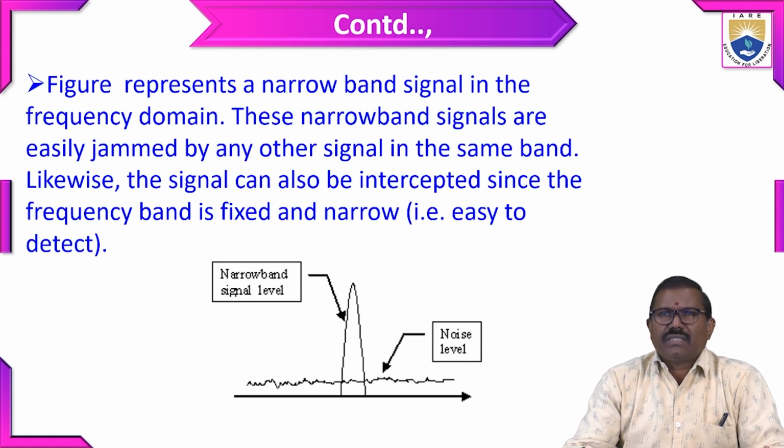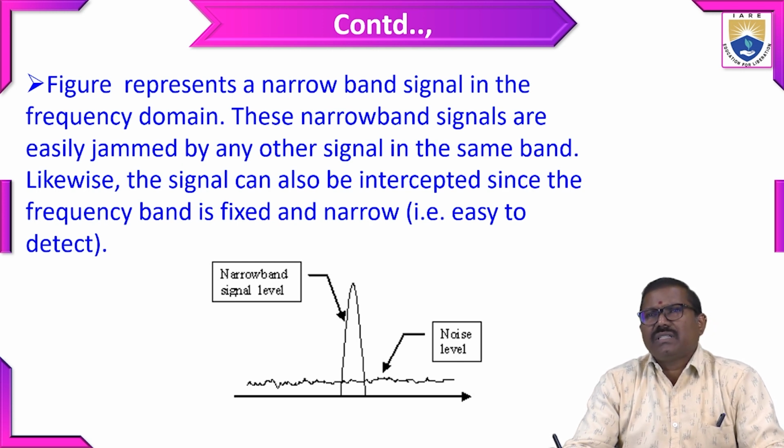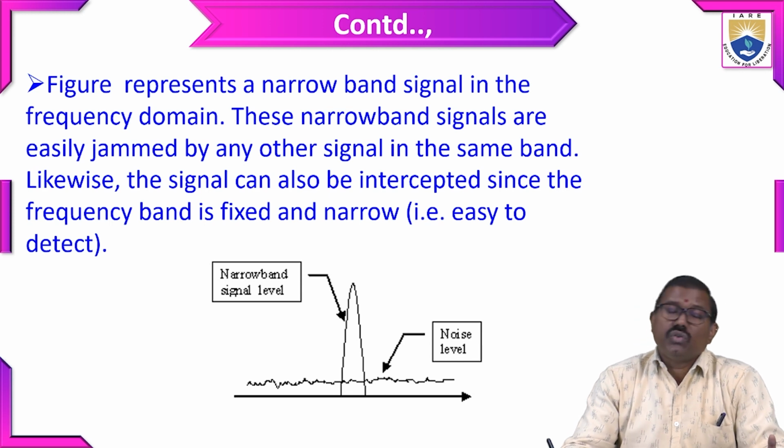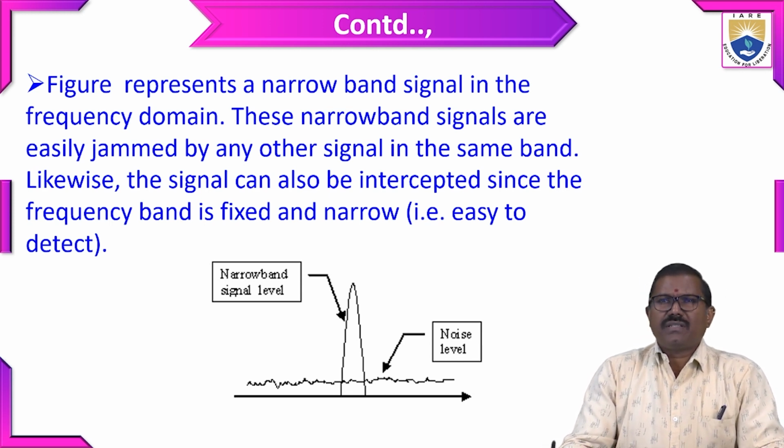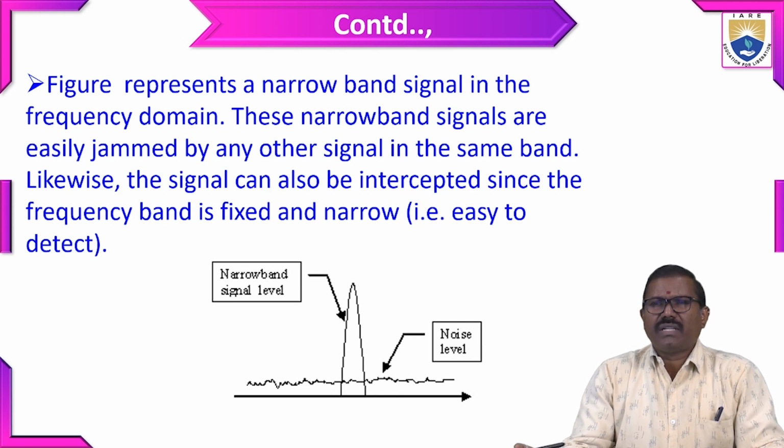In this figure, the narrowband signal is there and the noise level is also there. This figure represents a narrowband signal in the frequency domain. These narrowband signals are easily jammed by another signal in the same band. Likewise, the signal can also be intercepted since the frequency band is fixed and narrow, so it is easy to detect.